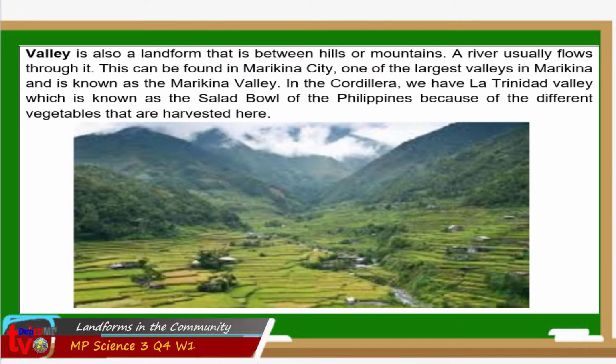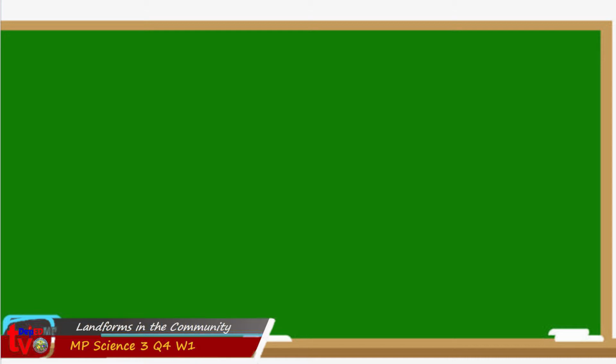Valley is also a landform that is between hills or mountains. A river usually flows through it. This can be found in Marikina City, one of the largest valleys, and is known as the Marikina Valley. In the Cordillera, we have La Trinidad Valley, which is known as the salad bowl of the Philippines because of the different vegetables that are harvested there.